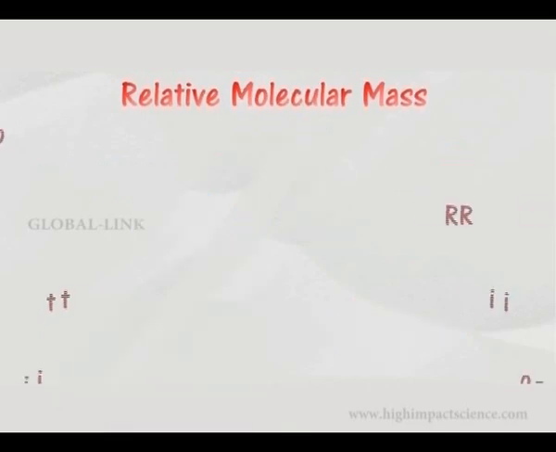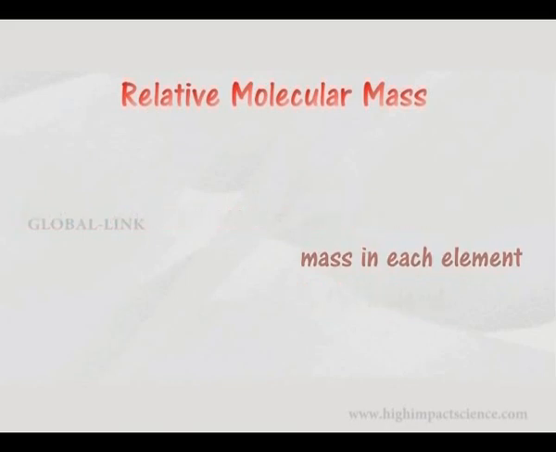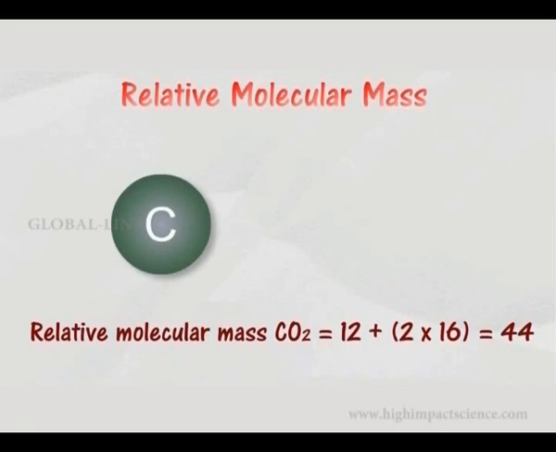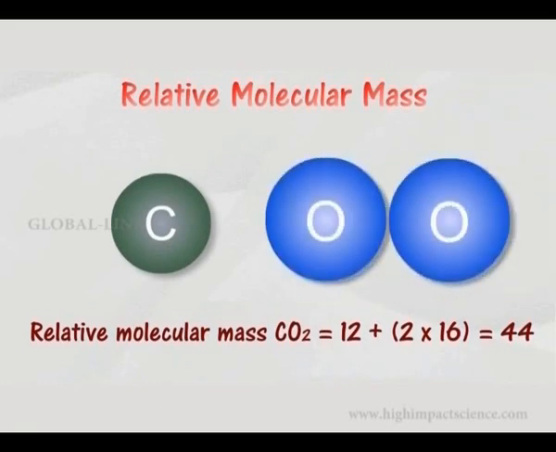The relative molecular mass for a molecule can be calculated using the molecular formula of the substance and the relative atomic mass of each element in the molecule. For example, in carbon dioxide, the relative molecular mass can be calculated by adding up all the relative atomic masses in the carbon dioxide molecule. Therefore, the relative molecular mass of carbon dioxide is 44.